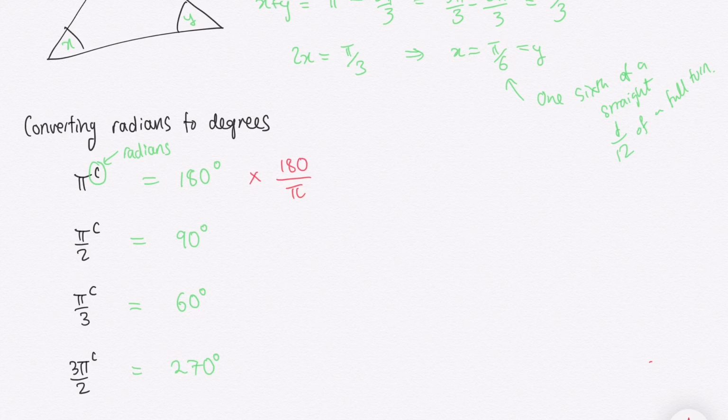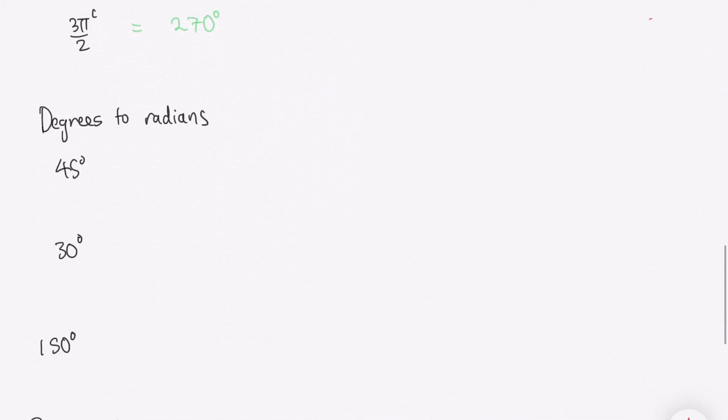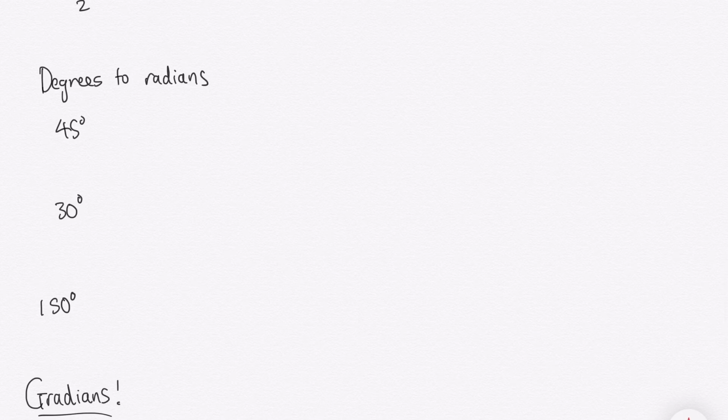And we can see that the same thing works here, because if we do pi over 2 times 180 over pi, the pi's cancel and we get 180 over 2, which is 90 degrees. So when we're converting from radians to degrees, we multiply by 180 over pi. Okay, what about degrees to radians? Well, it might not surprise you what the result is here, but let's have a think about it.